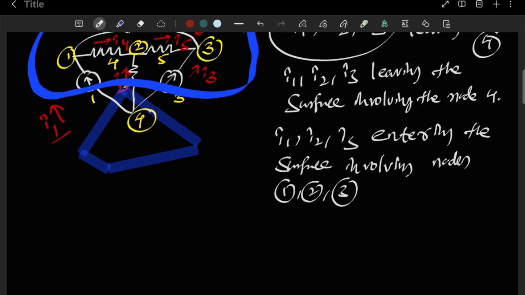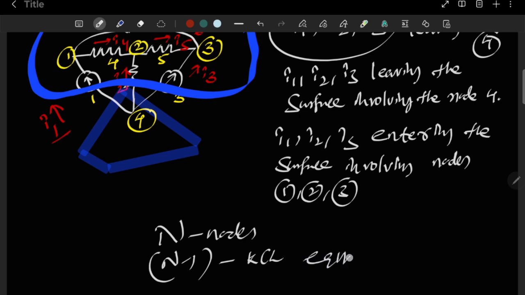This is the reason why it is necessary to apply KCL at only N-1 nodes, and we can leave the ground or reference node. You can take any of the 4 nodes as the ground or reference. It is required to apply KCL at the remaining principal nodes. That is why, for N nodes, we need just N-1 KCL equations. Thank you.